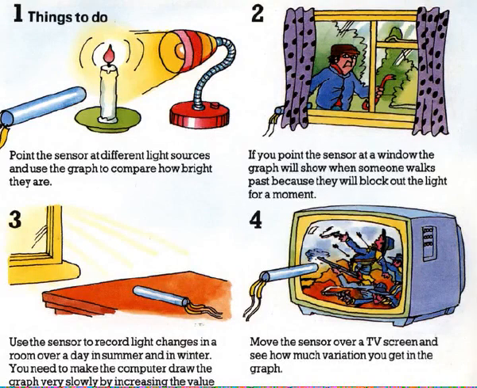It gives ideas of things to do, such as pointing at different light sources and using the graph to see how bright they are, pointing at a window to see if someone walks by, like this burglar, using the sensor to record light changes in the day in summer and winter, or moving the sensor over a TV screen and seeing how much variation you get in the graph as the 7th Cavalry all get killed.